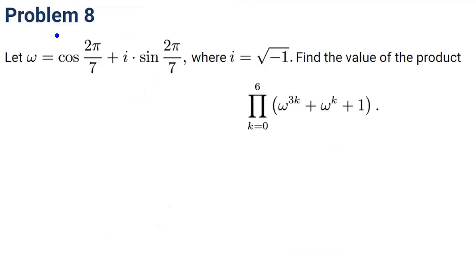AIME II 2023, problem number 8. Let omega equal cos 2 pi over 7 plus i times sine 2 pi over 7, where i equals square root of negative 1. Find the value of the product for k from 0 to 6. It is the product sign, which means you replace k from 0 to 6 here, then multiply all of them together: omega to the 3k plus omega to the k plus 1.